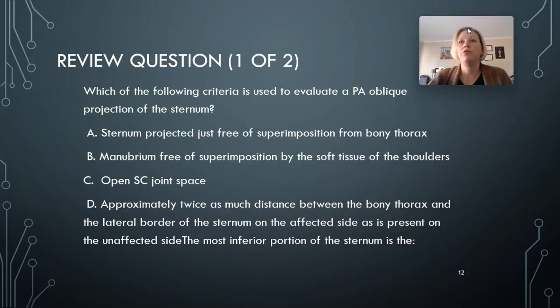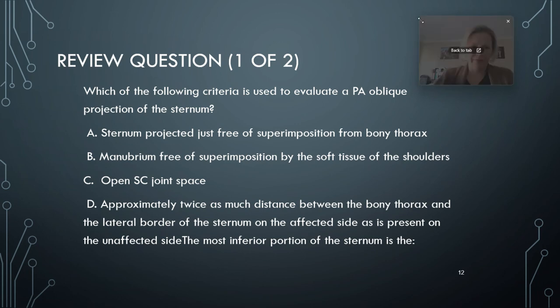All right, let's review. Which of the following criteria is used to evaluate a PA oblique projection of the sternum? A. Sternum projected just free of superimposition from bony thorax. B. Manubrium free of superimposition by the soft tissue of the shoulders. C. An open SC joint space. Or D. Approximately twice as much distance between the bony thorax and the lateral border of the sternum on the affected side as is present on the unaffected side, the most inferior port.